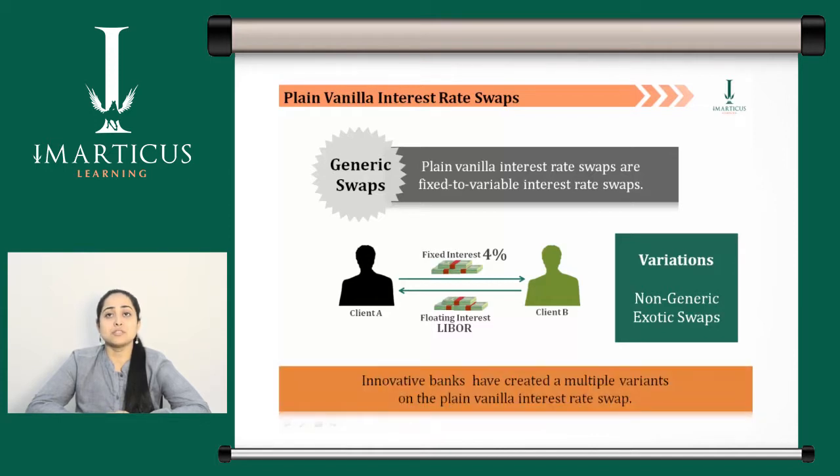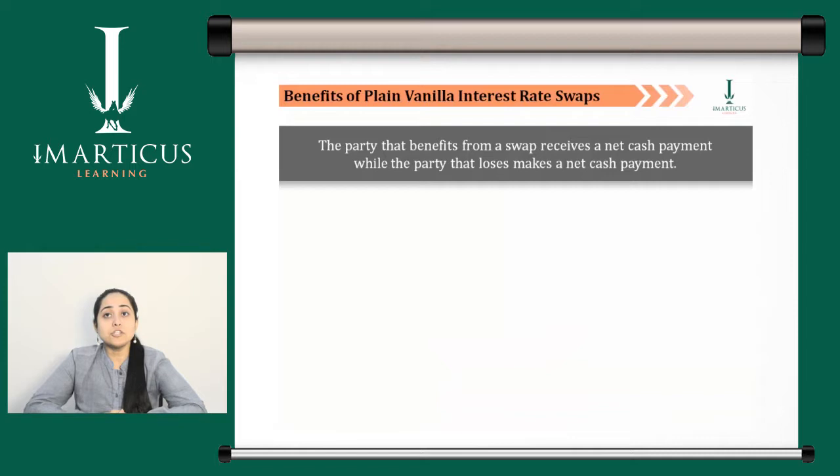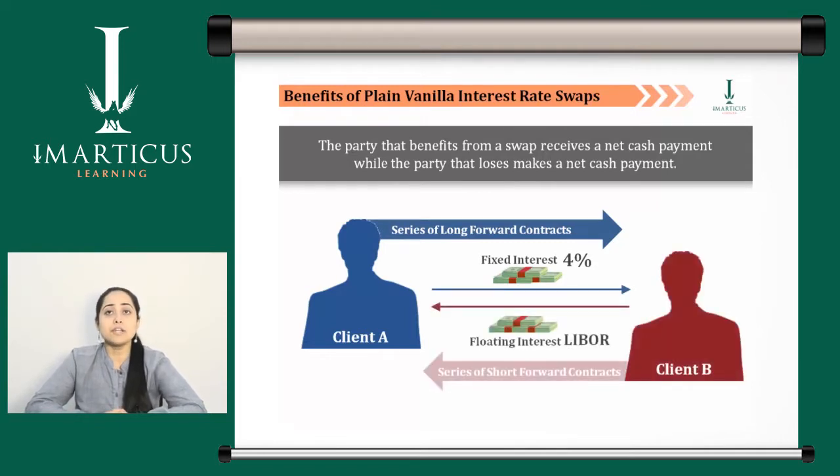Innovative banks or intermediaries have created multiple variants on the basic fixed for floating plain vanilla interest rate swap in an effort to better serve potential counterparties. When the interest rate changes, the party that benefits from a swap receives a net cash payment while the party that loses makes a net cash payment. An interest rate swap of fixed for floating rate is equivalent to a sequence of long forward contracts of buying with different maturity dates, while the counterparty to the swap pays a floating rate in return for a fixed rate and is effectively a sequence of short forward contracts or selling.